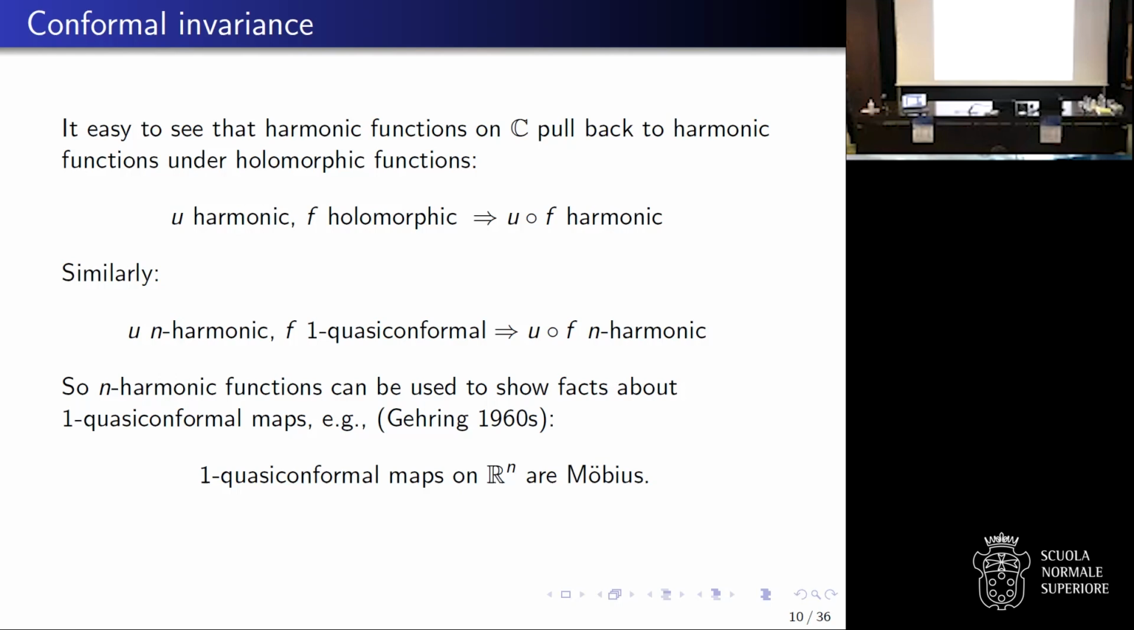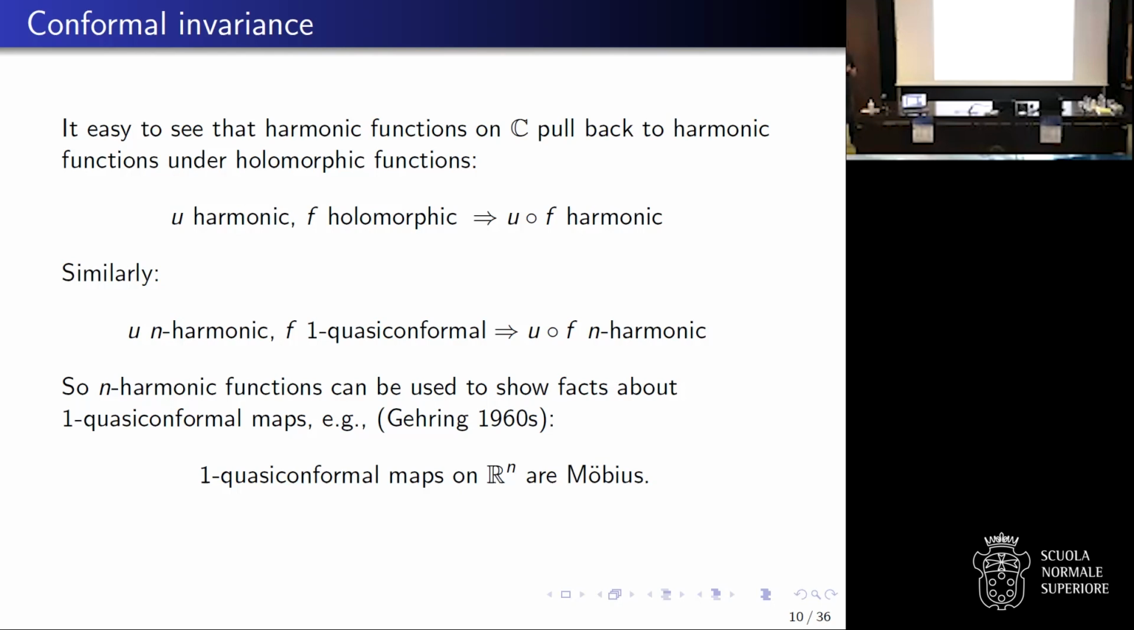So this effect here actually is very useful. For example, this kind of philosophy that pullbacks of n-harmonic functions under one quasi-conformal maps are again n-harmonic has been used by Gehring to prove his famous theorem that one quasi-conformal maps on R^n are actually Möbius transformations. It's actually very appropriate that I mentioned this here, because if I remember right, Gehring in his paper used results by De Giorgi that had just been proved about the regularity of elliptic equations. And I think immediately after, Gehring noticed that he can actually use it together with this kind of philosophy here to prove his famous theorem.